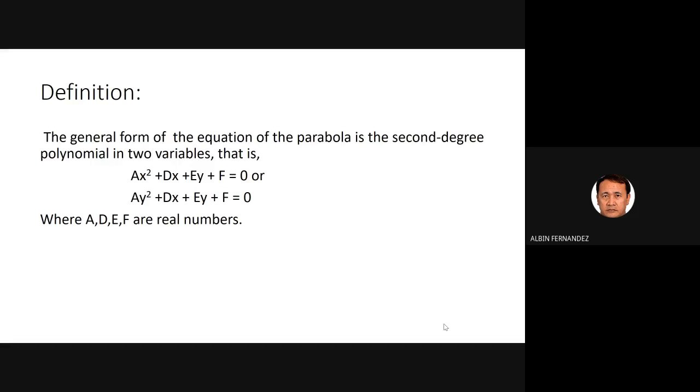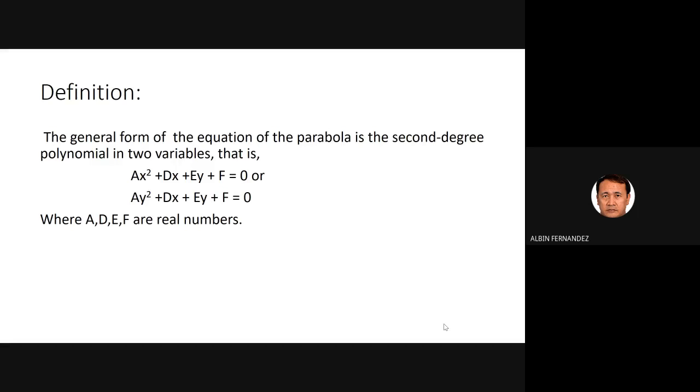Let's look at the definition. The general form of the equation of a parabola is a second degree polynomial in two variables, given by ax² + dx + ey + f = 0, or the other equation, ay² + dx + ey + f = 0, where the values a, d, e, f are real numbers, or constants, and the value of a is never equal to 0.